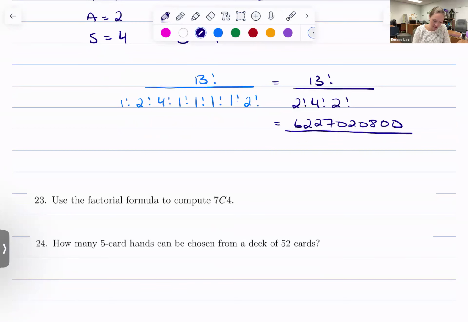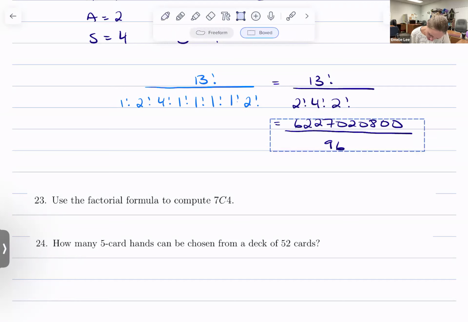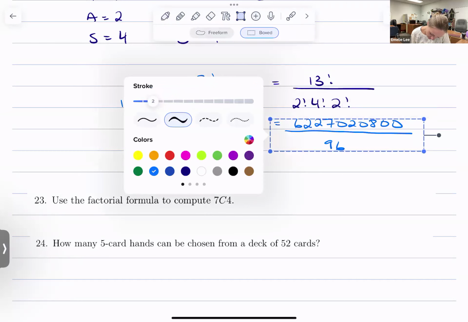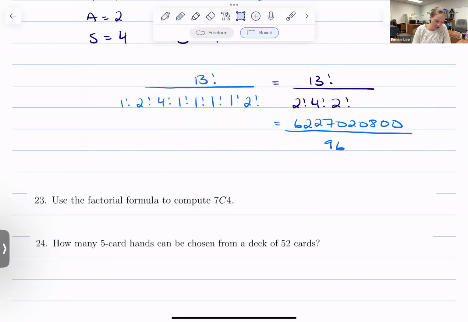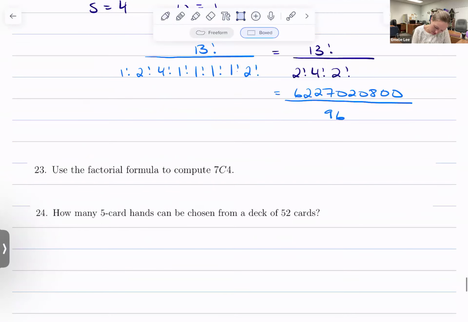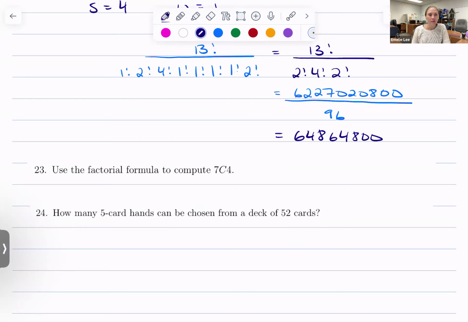I guess this is technically optional. 2 times 4 factorial times 2 divided by 96. I'll do it in the optional color again, because as long as you get 13 factorial divided by that, that is good. 6486480. Nice. So a lot.